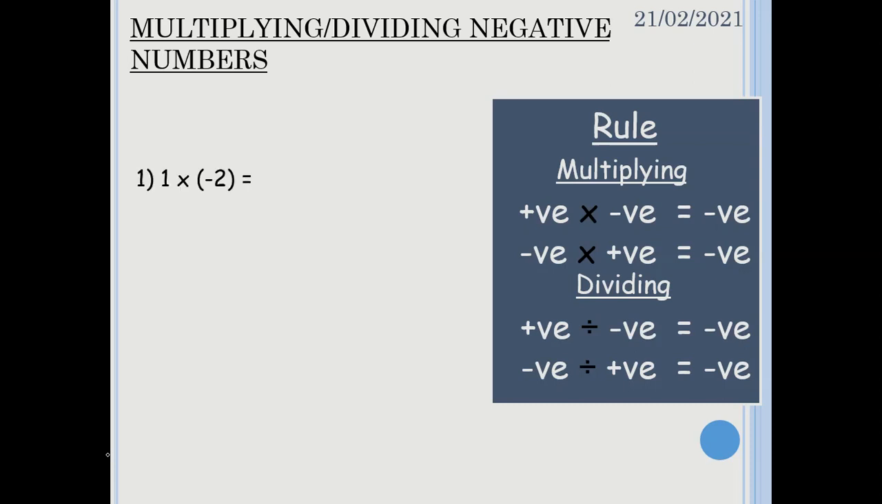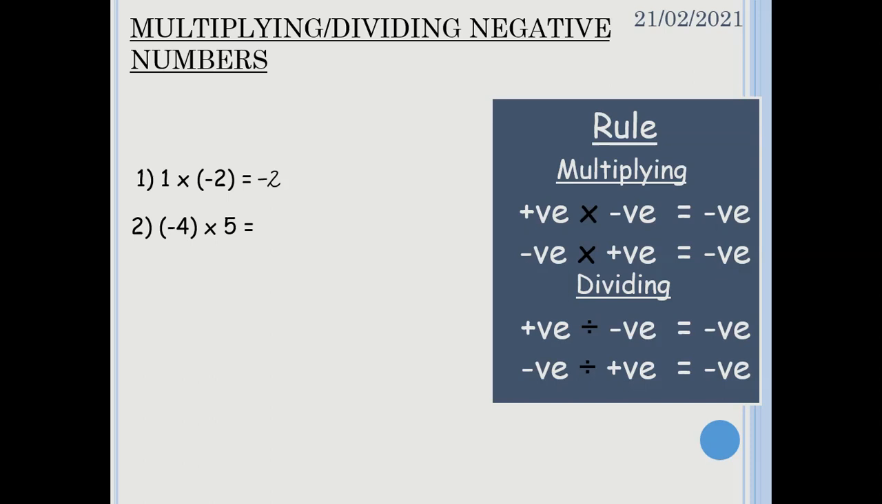So if I've 1 times negative 2, I would look at that and I would say to myself, well, I've got a positive number and I've got a negative number, so I know that my answer is going to be negative. And then I say, well, 1 times 2 is 2. So 1 times negative 2 is negative 2.